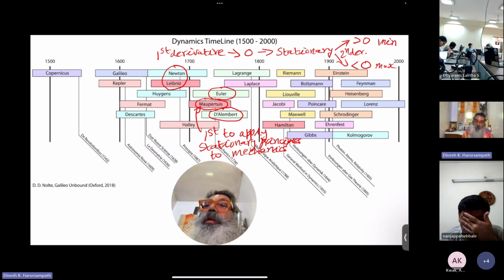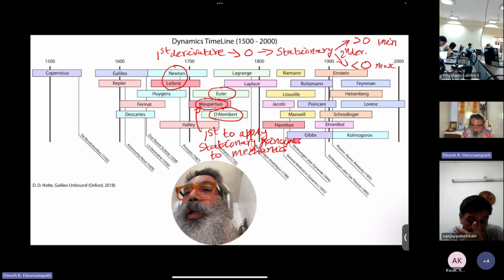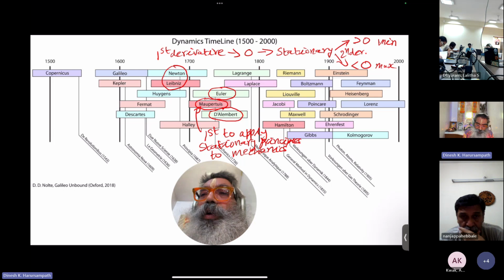In calculus of variations, it's a little more involved. It's beyond the scope of your class, but that is what became the bedrock of the Lagrangian, Hamiltonian methods, etc., which we will see, without going into the depth of calculus of variations, just from the point of view of the alternatives to Newtonian mechanics.